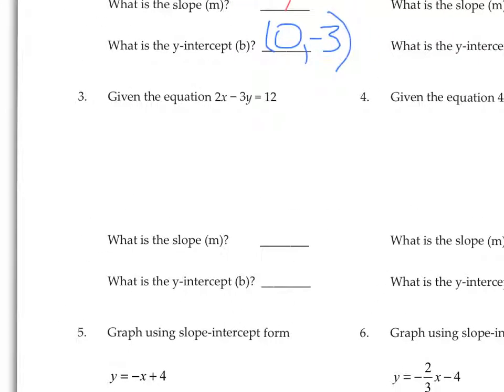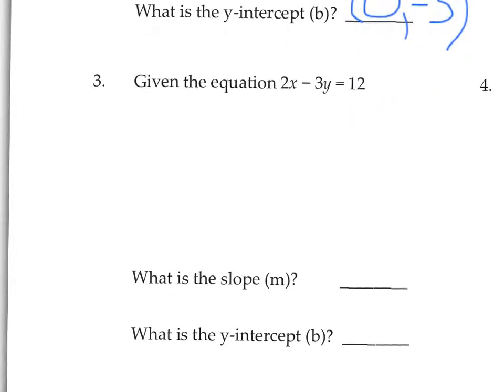All right, on number 3, given this equation, 2x minus 3y equals 12, again, we're finding the slope and the y-intercept. Well, now the problem is this does not say y equals mx plus b. It's not in slope-intercept form. So we're going to have to solve for y to get it that way. So we're starting with 2x minus 3y equals 12. We need to put the x term on the other side. So that would be subtract 2x from both sides.